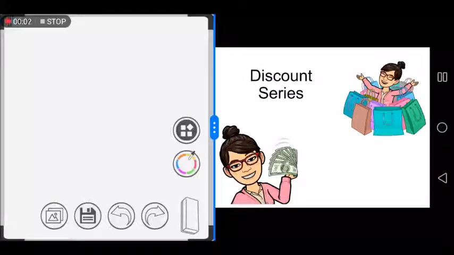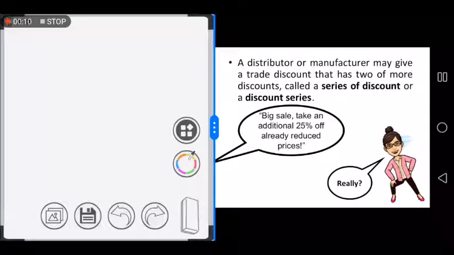Good morning. So today we will be talking about discount series. So bakit ba nagkakaroon ng discount series? A distributor or manufacturer may give a trade discount that has two or more discounts, called a series of discounts or a discount series. Okay? So again, with the same purpose, syempre para makahikayat din po ng mas maraming mamimili.